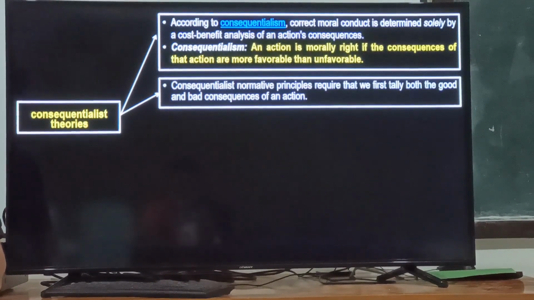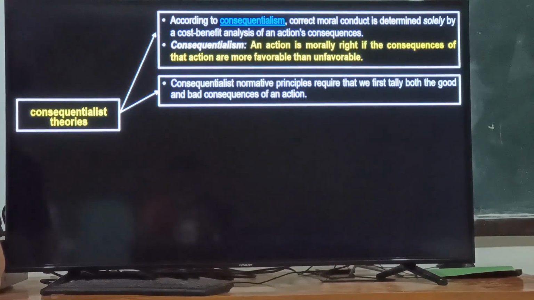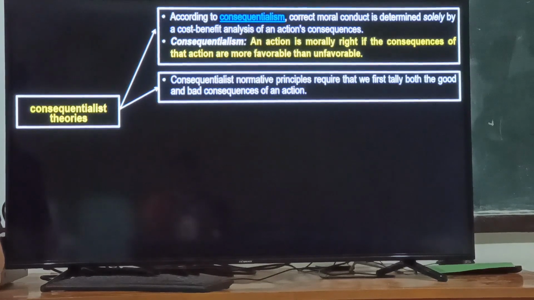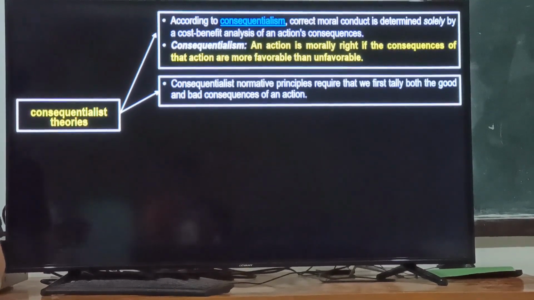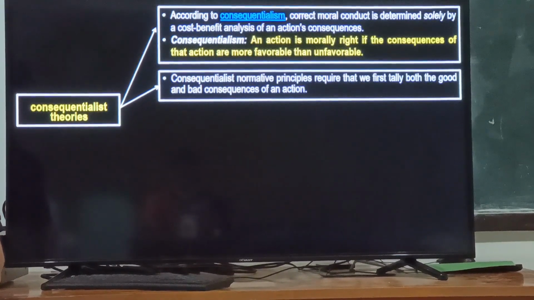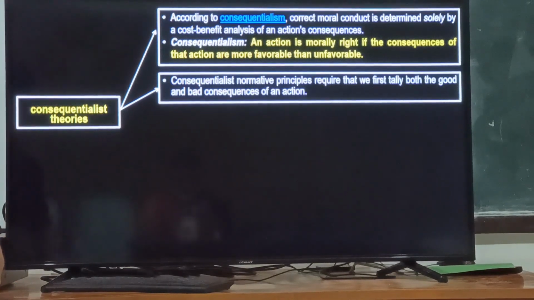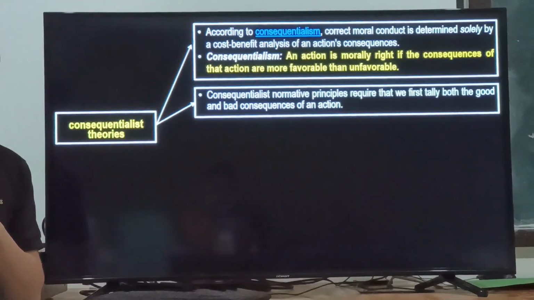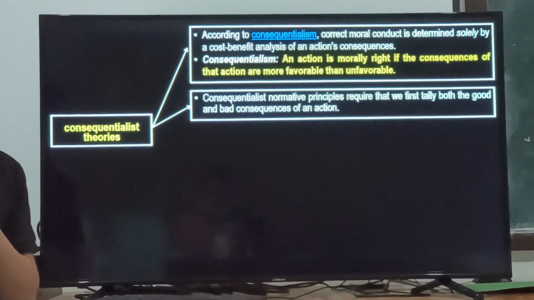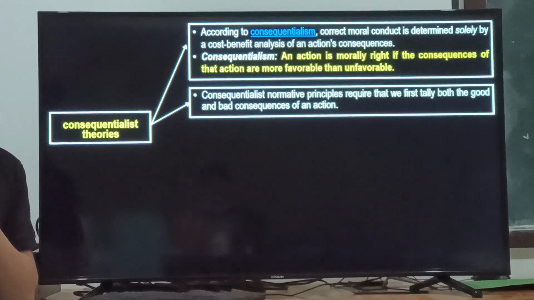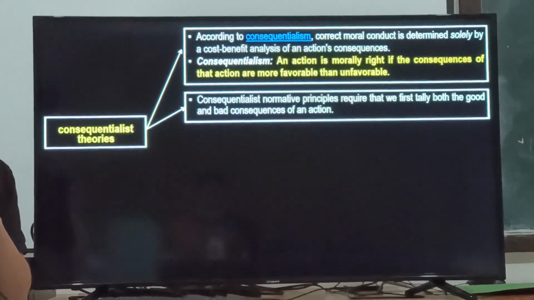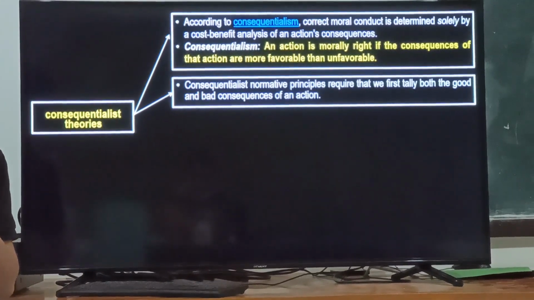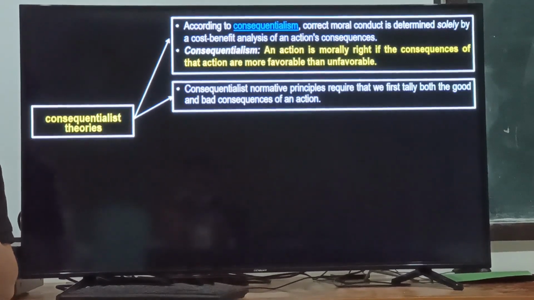For example, your girlfriend is pregnant. You know that your girlfriend is not physically, emotionally, and financially ready to face that parental responsibility. And you know that your girlfriend's parents don't want their daughter to get pregnant at this time. So you might ask yourself, is it morally right to abort the child that your girlfriend is carrying in her womb? Consequentialist theories would want us to tally the good and bad consequences, and we follow that course of action which has more good consequences than bad consequences.